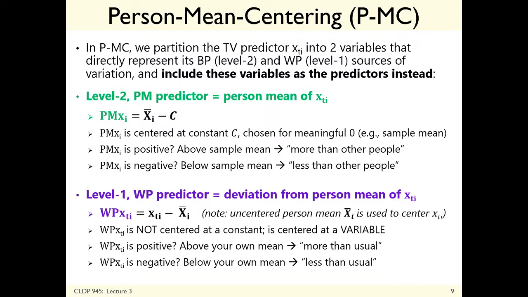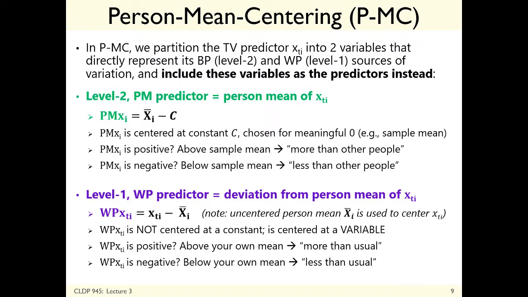This is person mean centering or variable-based centering. Rather than putting in the original time varying X centered at a constant, I'm going to make 2 new variables. At level 2 is the person's mean. So my variable PMX is the person's mean centered at a constant so that a 0 value is meaningful. Pick your favorite constant, whatever.